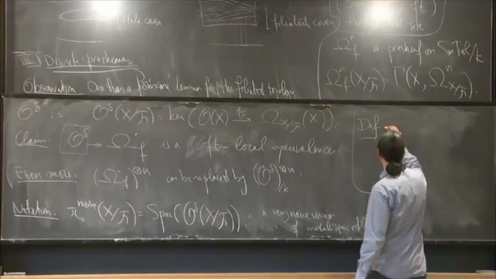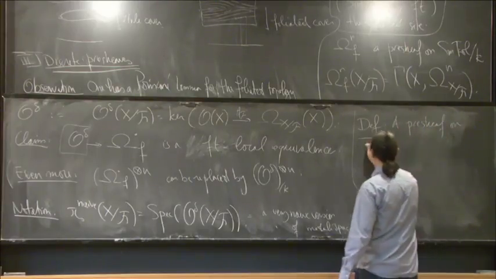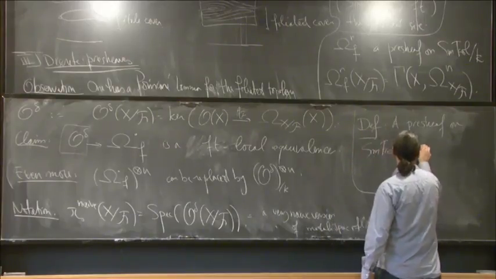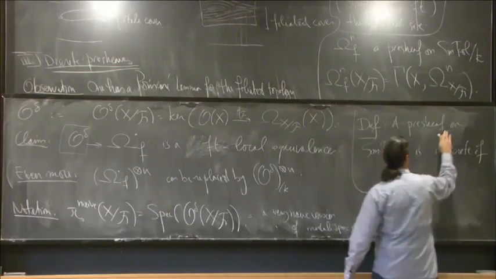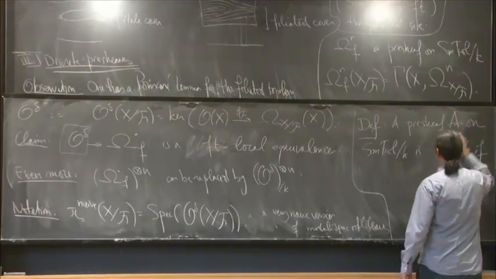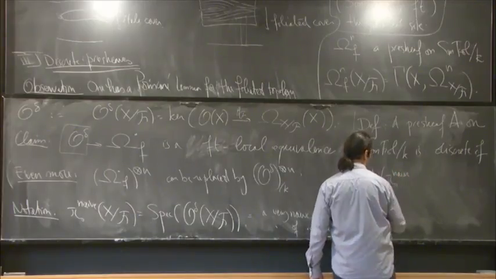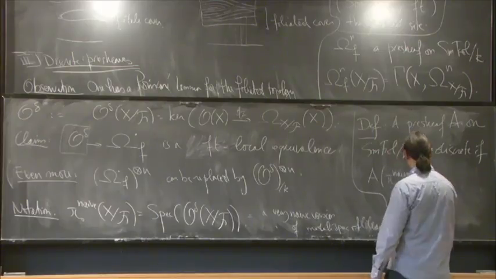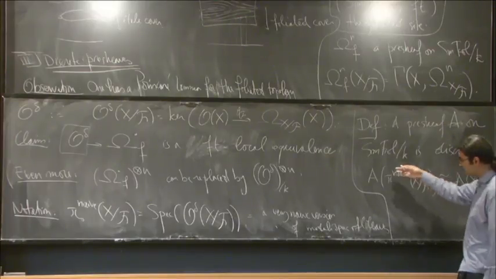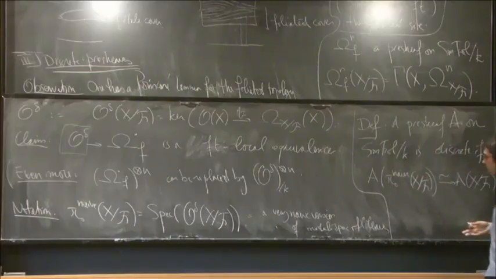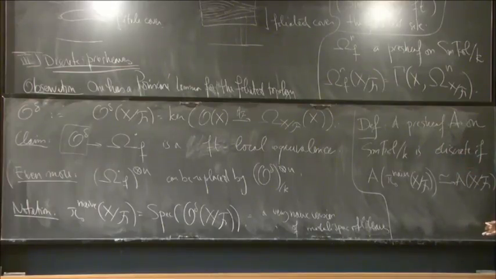So, definition: a pre-sheaf A on smooth foliations over K is discrete if the map, so there is always a map from this guy to an isomorphism. This is a priori an affine scheme, just an affine scheme. And if I think about it as a foliation, I will always think about it as a discrete foliation. All right. So this is a discrete foliation.